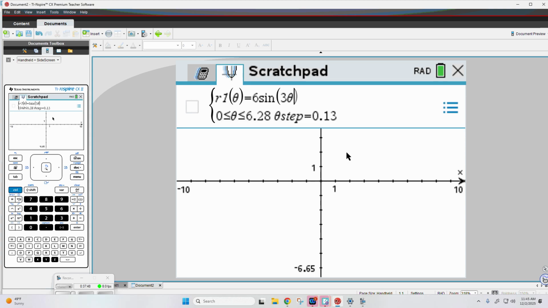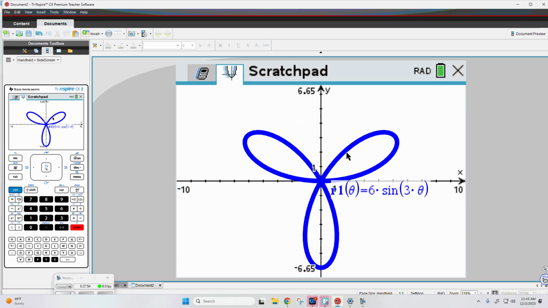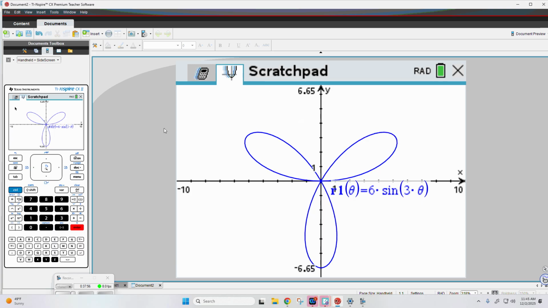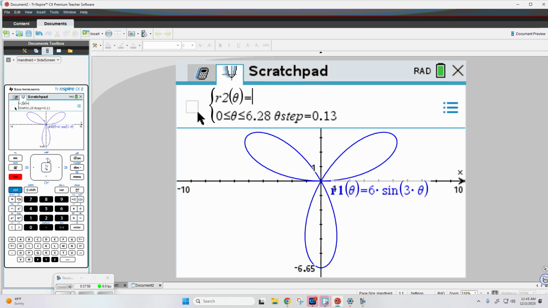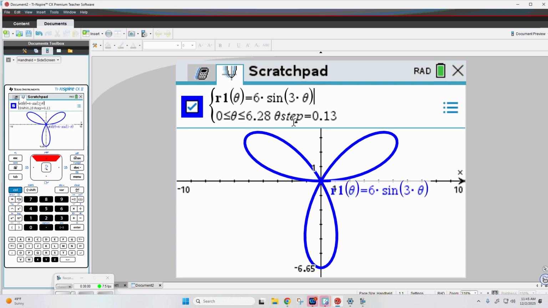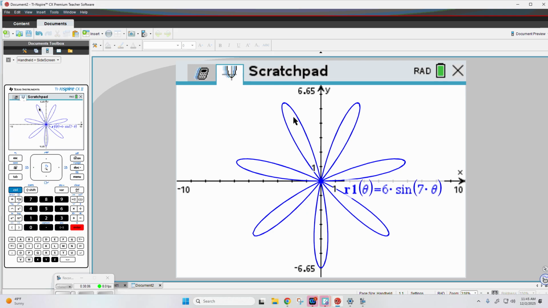All right. So each petal is going to be 6 units long. But how many petals should I have? Should have 3. So let's see. Okay. So let's go ahead. Let's go back into tab. Plug this back in. Oh, what the heck? I've already done it. 6, 7. Okay. So I have 7 petals. You knew it was coming.